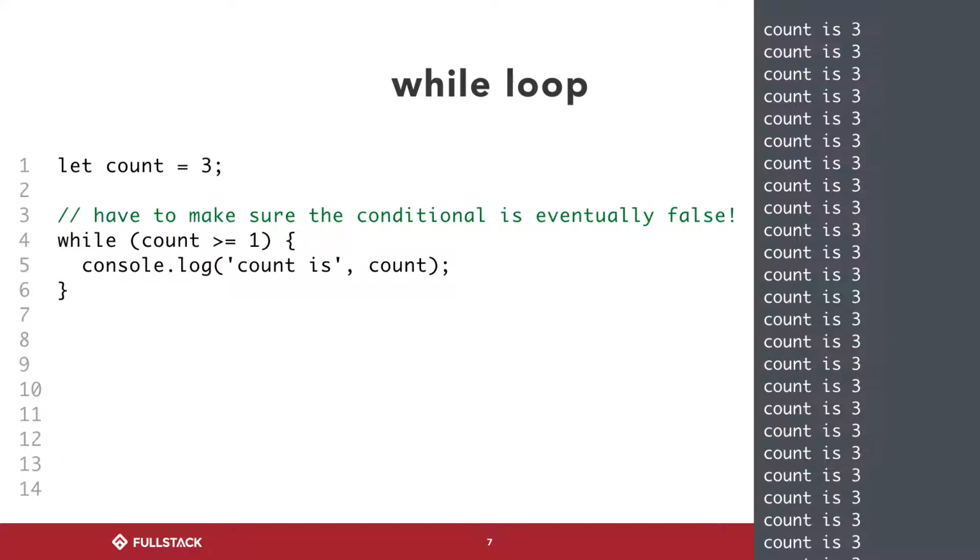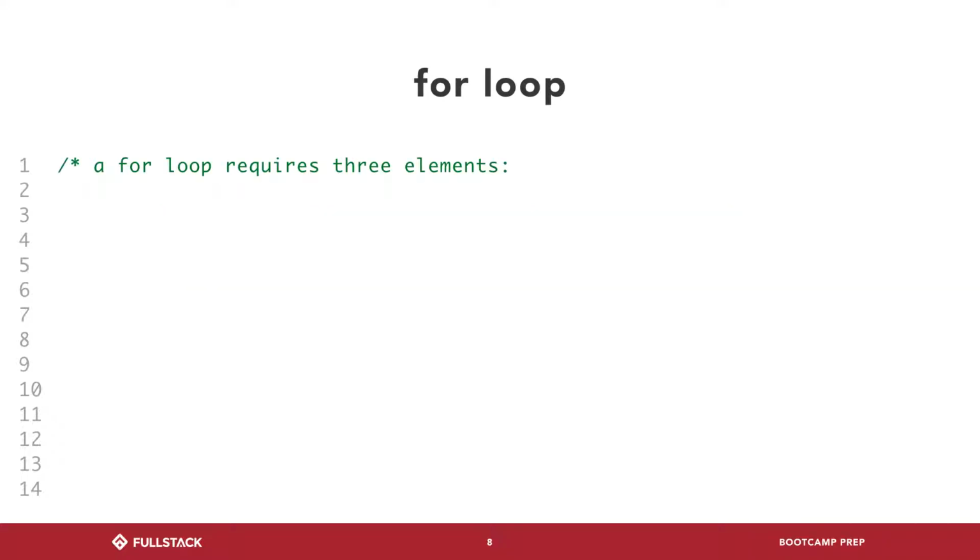So in this case, we have our count variable. Our code looks identical to before, except if we only run line 5, what we're doing is at each state we're checking, is 3 greater than or equal to 1? It is, so we run console log, but we never change this count variable, right? And so it will always be 3, and 3 will always be greater than or equal to 1. And so that's why this particular while loop will never terminate, and it will run infinitely.